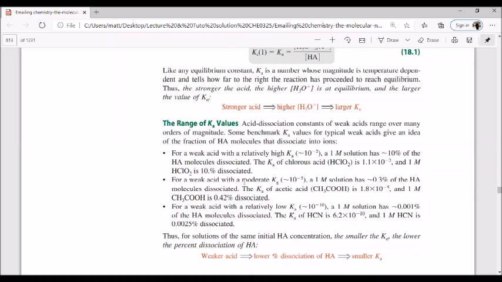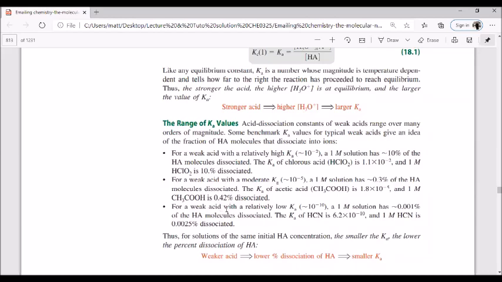For a weak acid with a moderate Ka, in a 1 molar solution around 0.3% of the HA molecules are dissociated. For example, the Ka of acetic acid, cuka, is 1.5 times 10 negative 5. This is the Ka value, and it is considered moderate. 1 molar acetic acid is 0.42% dissociated.